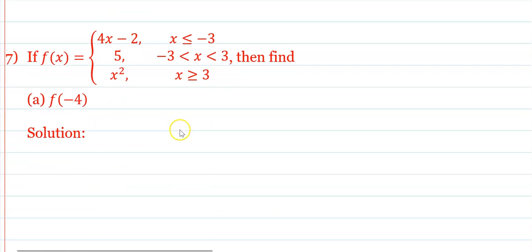Okay. Next question number 7. If f of x is equal to 4x minus 2, where x is less than or equal to minus 3, f of x is equal to 5 for x lying between minus 3 and plus 3, and f of x is equal to x square, where x is greater than or equal to 3. Now first we'll find out the value of f of minus 4.